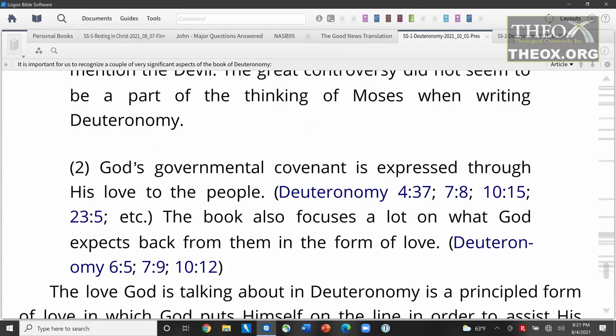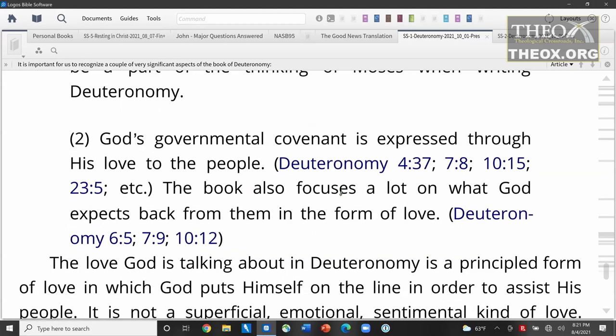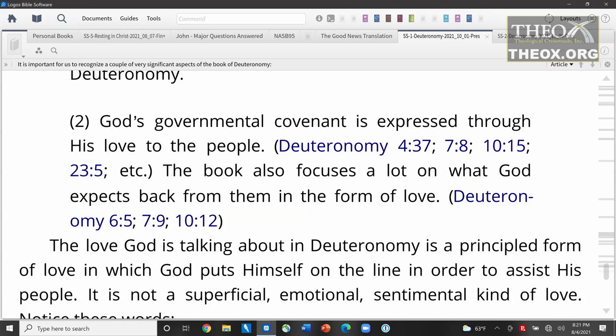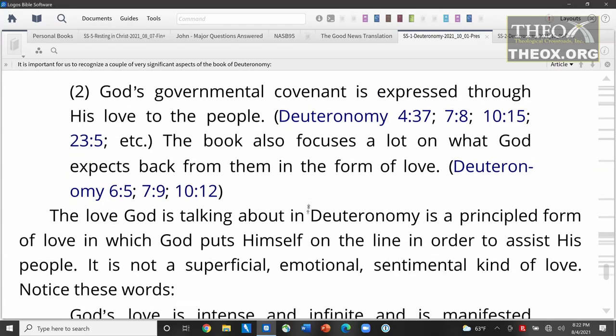Number two. God's governmental covenant is expressed through his love to the people. That's shown in Deuteronomy 4:37, chapter 7, verse 8, and chapter 10, verse 15, and 23, verse 5, etc. The book also focuses a lot on what God expects back from them in the form of love. Deuteronomy chapter 6, verse 5, chapter 7, verse 9, and chapter 10, verse 12. So clearly these things are well documented in the book of Deuteronomy, aren't they?